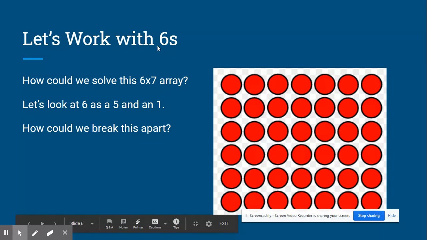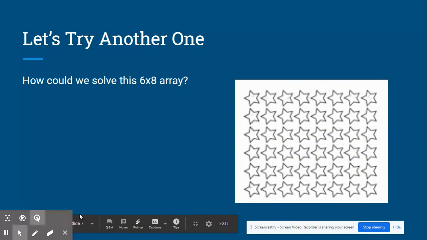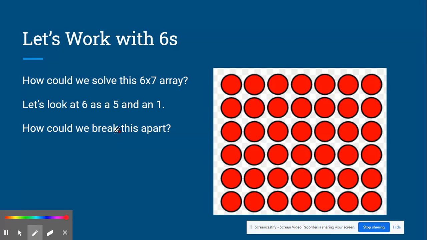So we are now moving on to working with the 6s. And you guys are going to really like this one because we get to use 2 very friendly multiplication factors, I should say. So this is a big array. And oh my goodness, I don't know about you, but that's a hard equation. So we have a 6 times 7 equation. And I don't know about you guys, but I do not want to draw 6 groups and count up 7 in each. If I have to, I will, but I want to show you a better way to do this.